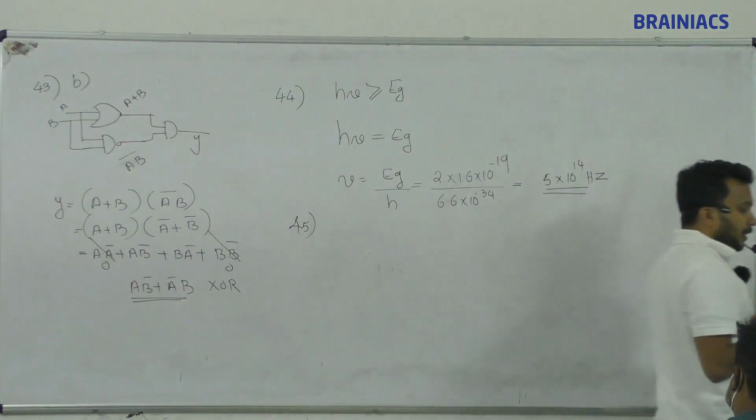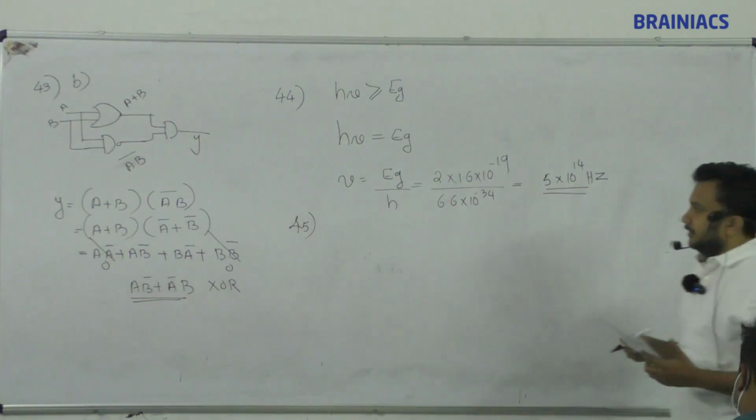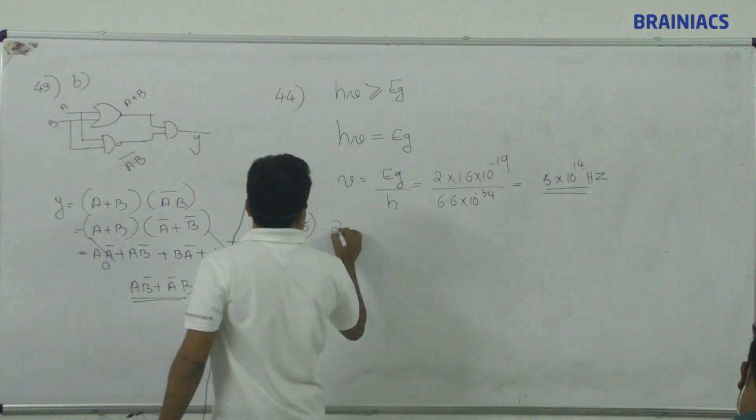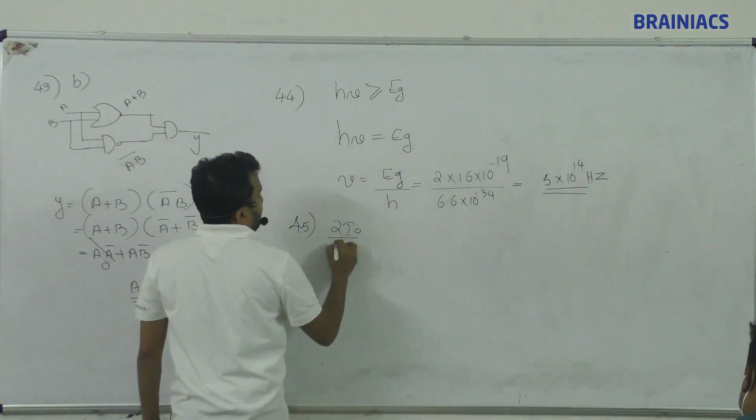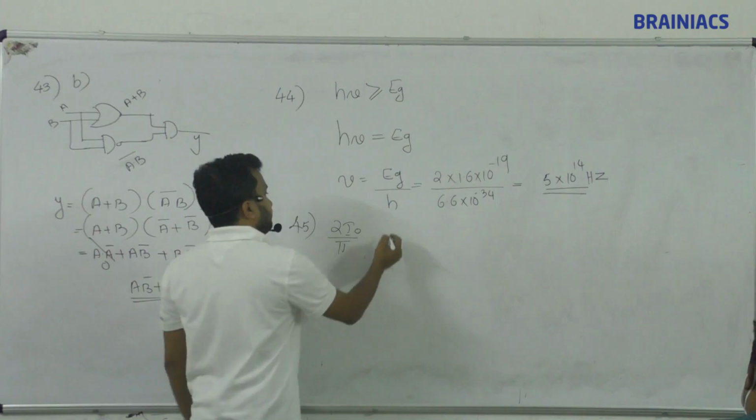Average value of output current in a full wave rectifier is 2I0 divided by pi. Option D.